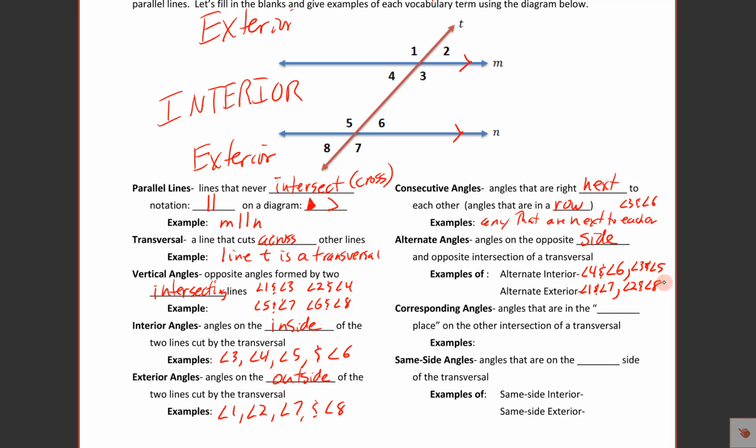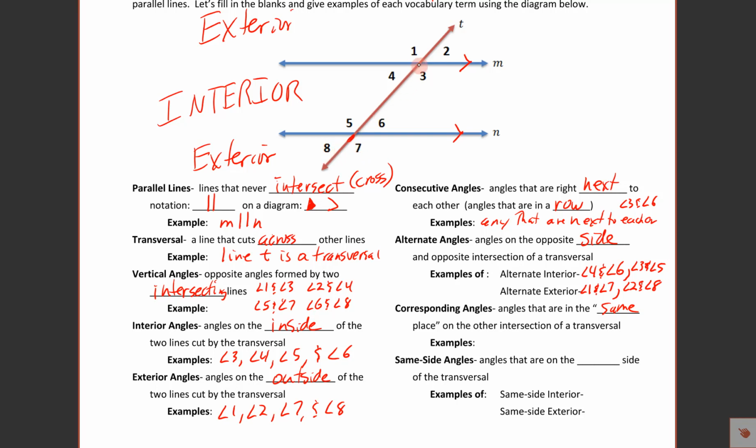Okay, now corresponding angles are this: angles that are in the same place in the other intersection of a transversal. So what we mean by that is, imagine that these parallel lines are streets, and then we kind of come across this transversal like this. Well, if we were driving on this transversal, let's say we're going in this direction, then we stopped right here. 8 would be on our left side, and 7 would be on our right side.